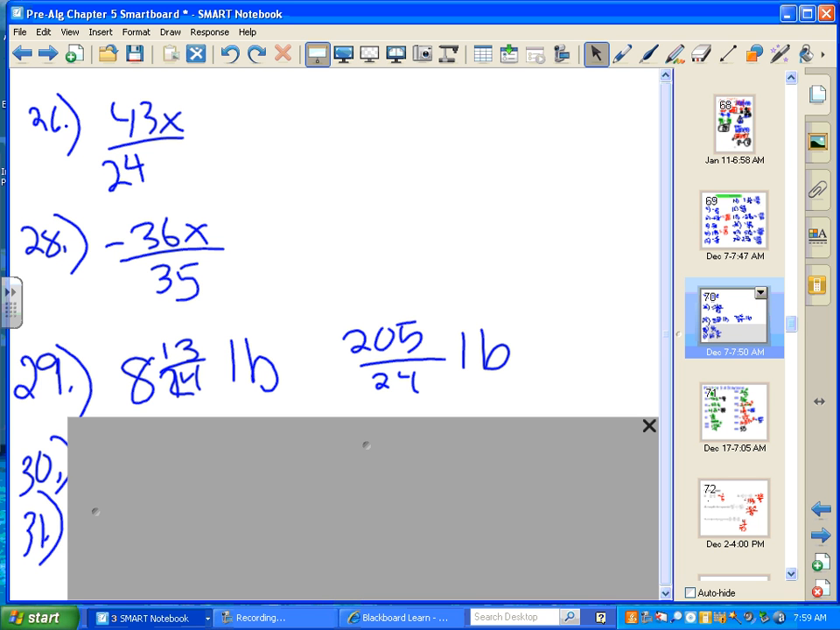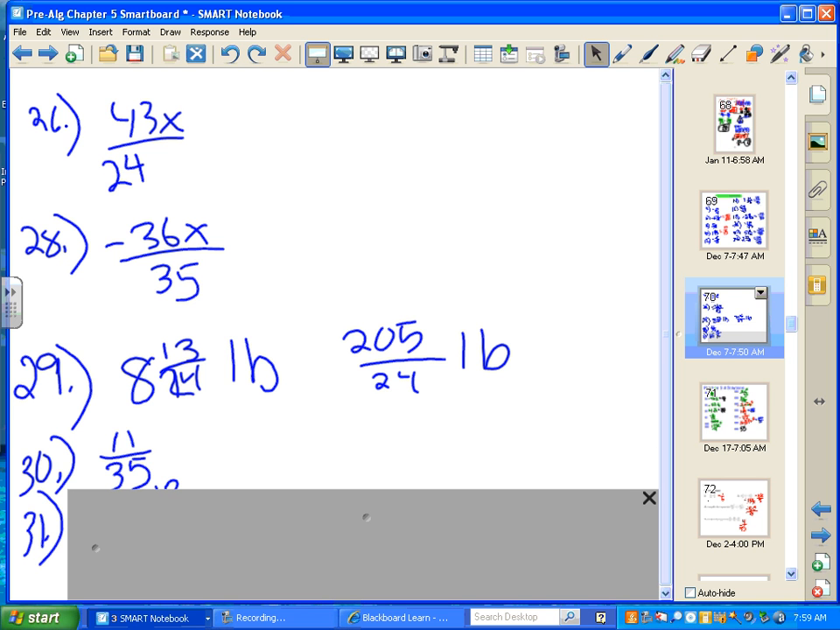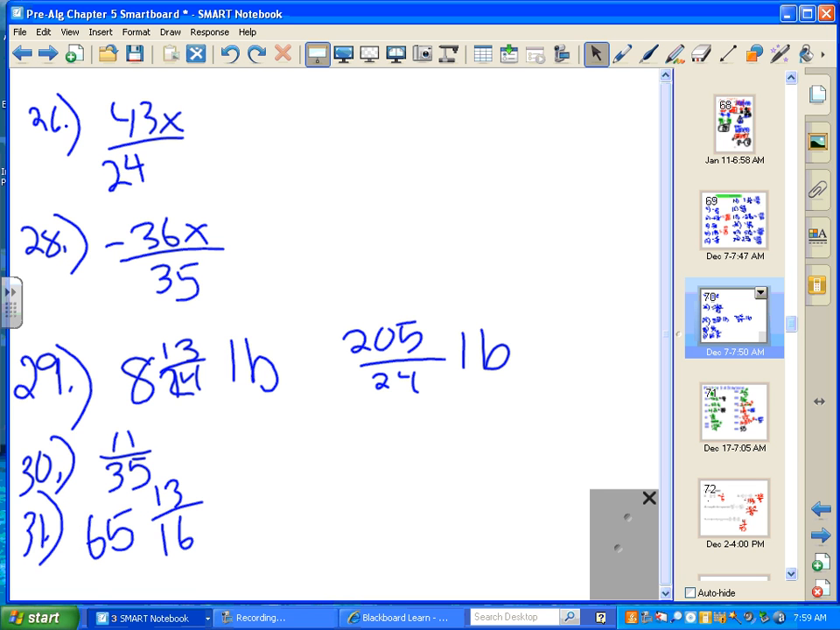No. You forgot to do one step. I know what you did, but you forgot about one step. Briar? Yep, 11 over 35. Emma, you forgot to subtract 1 minus 24 over 35. Okay, and then 31, Alyssa. Oh, that's right. Donatus, 31. Good. 65 and 13/16, which is equivalent to 1,053 over 16.